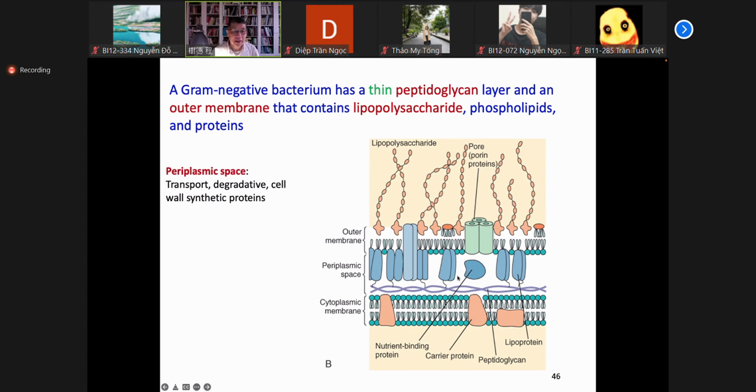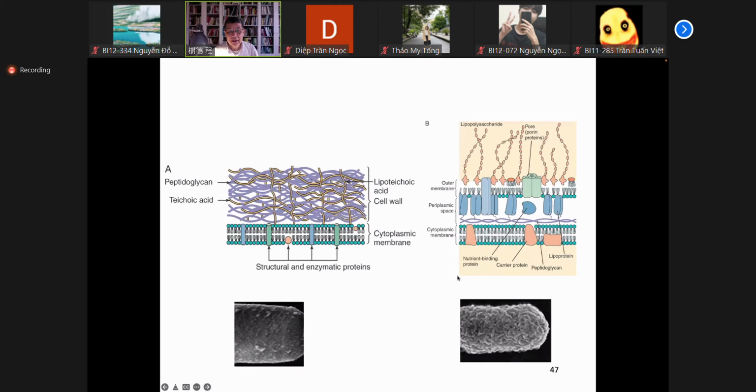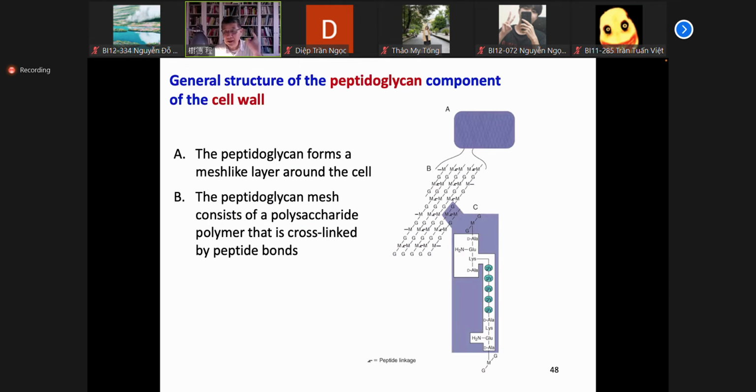Let me give you an electron micrograph of the gram-positive cell surface and gram-negative cell surface. This may have some shrinkage. You can see that it is a rugged surface for the gram-negative ones, and a less rugged surface for gram-positive cells.